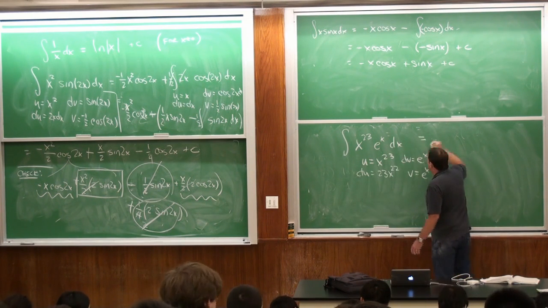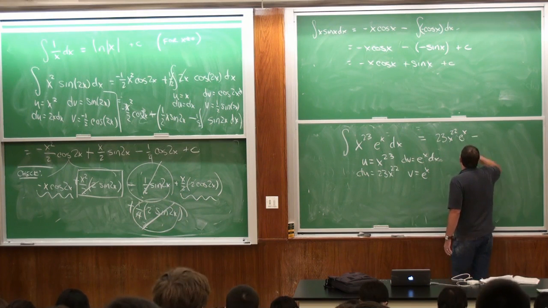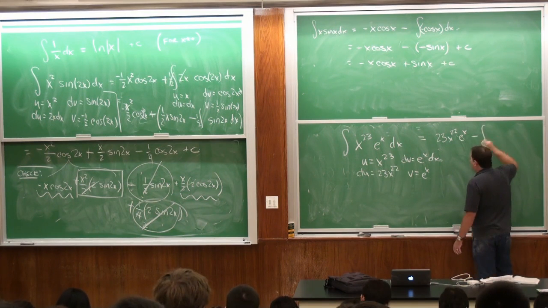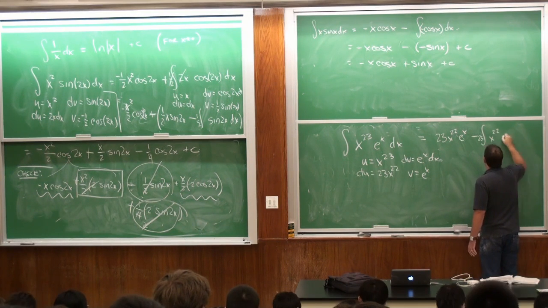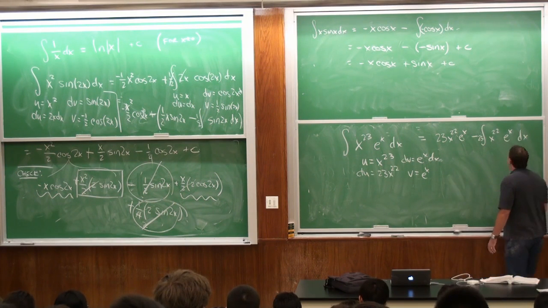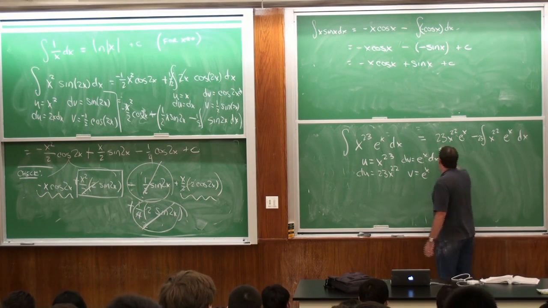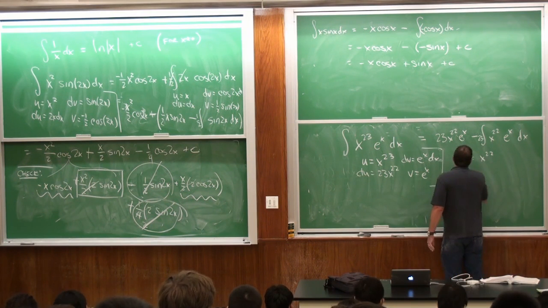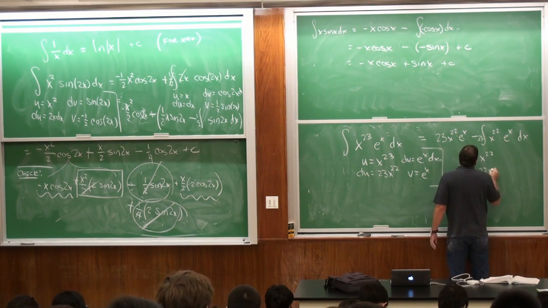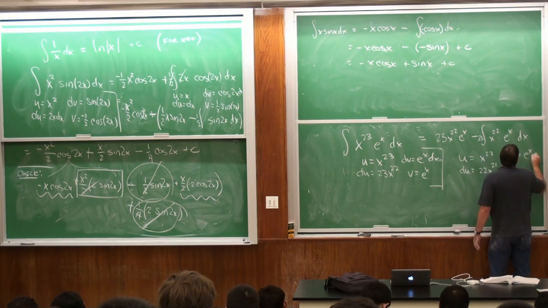And so this is x to the 23 e to the x minus the integral of 23x to the 22 e to the x dx. Let's do parts again. So if I do it again, u is x to the 22, du is 22x to the 21, dv is e to the x dx, v is e to the x.